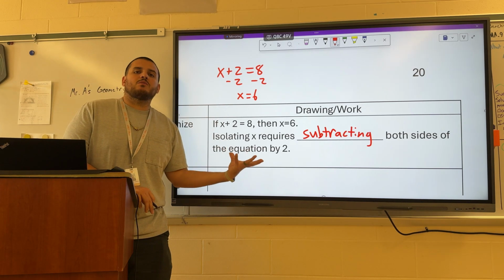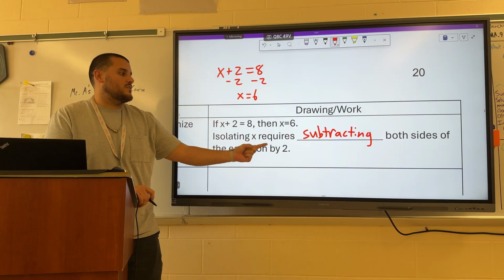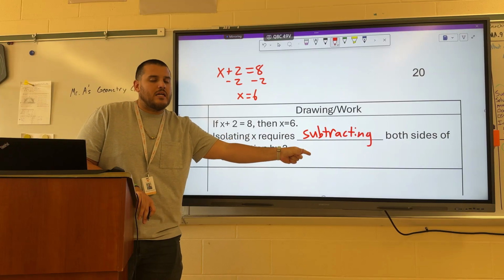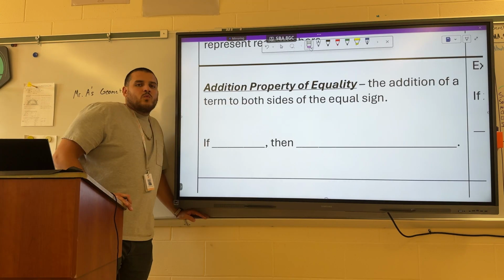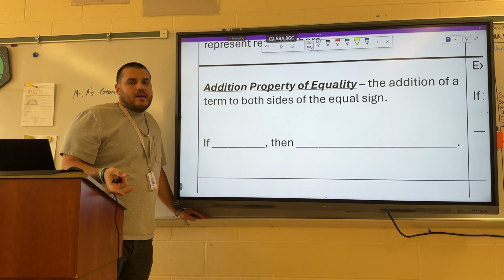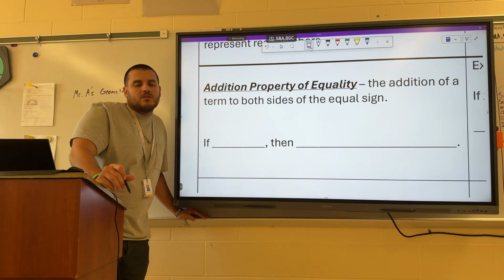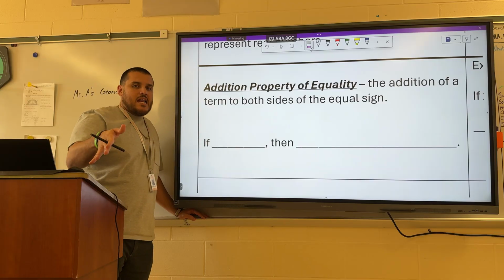So this is algebraic reasoning. It's not just writing x plus 2 and then writing x equals 6. It's explaining that we had to subtract both sides of the equal sign by 2 to get our 6. We know that to solve algebraic equations, we're going to have to add and subtract and multiply and divide, sometimes square root. We're going to be performing all of these functions to solve for variables in algebra problems.